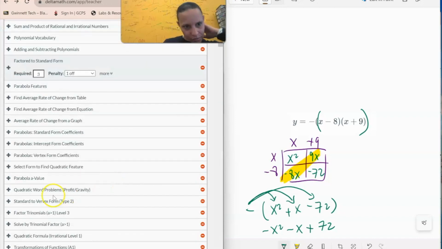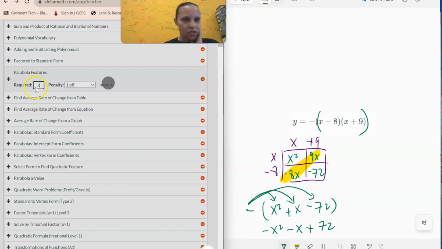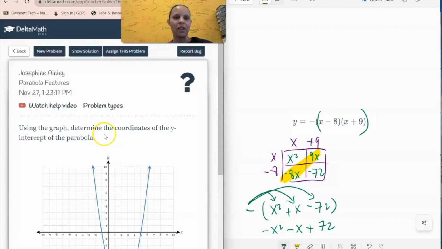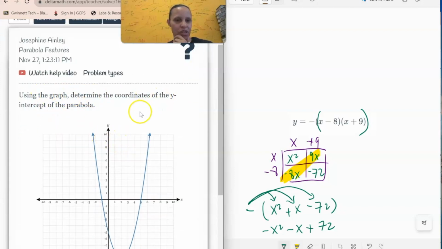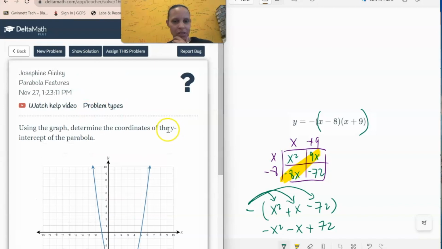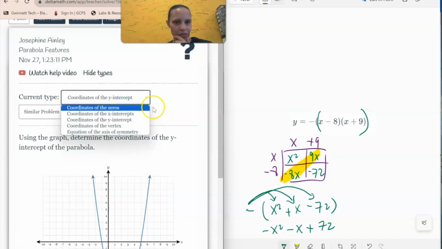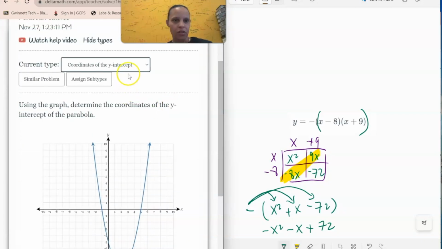All right, we're going to take a look at parabola features. All right, so this is really understanding what each thing tells you, or understanding definitions. Okay, so there are different questions that they can give you. So in this case, it's the y-intercept. I'm kind of just going to speak about all of them. I'm just going to see what all the different problem types they can give you, so I make sure I can go over it. So I'll do it from here.